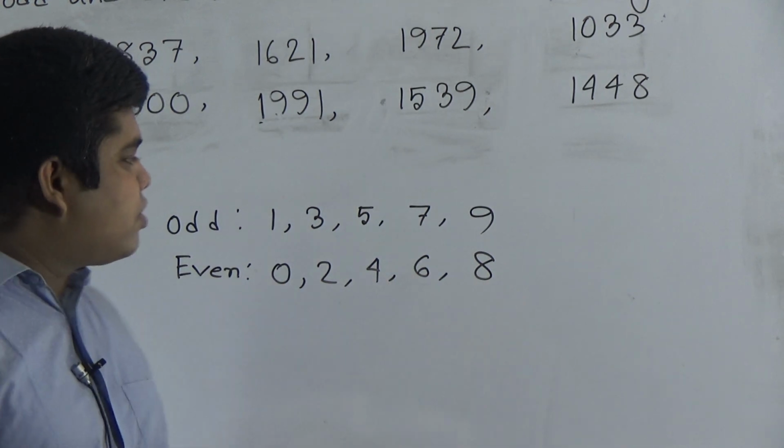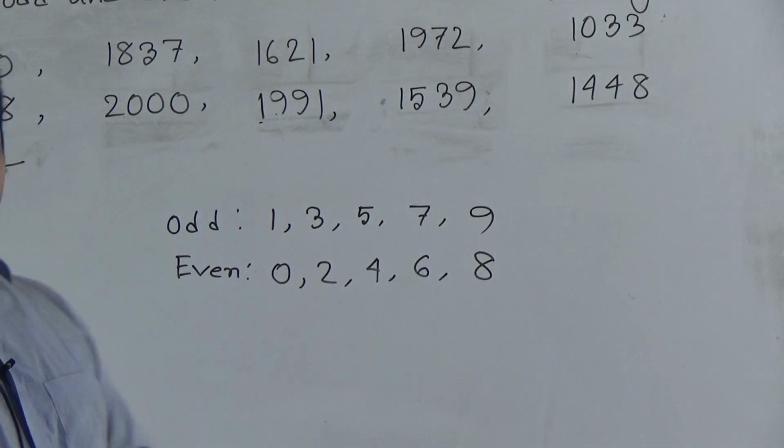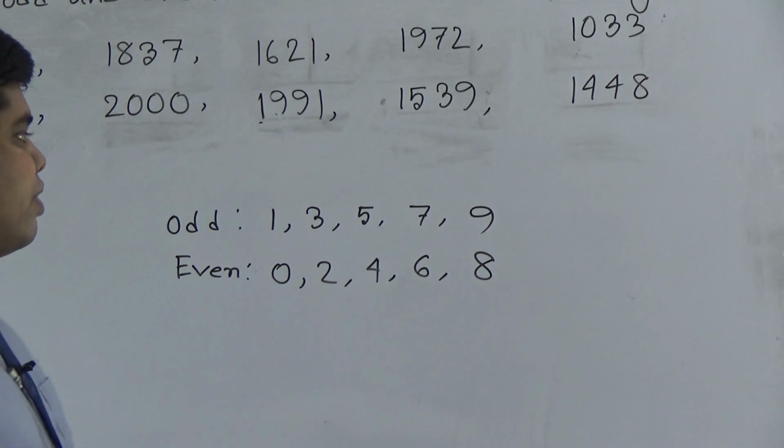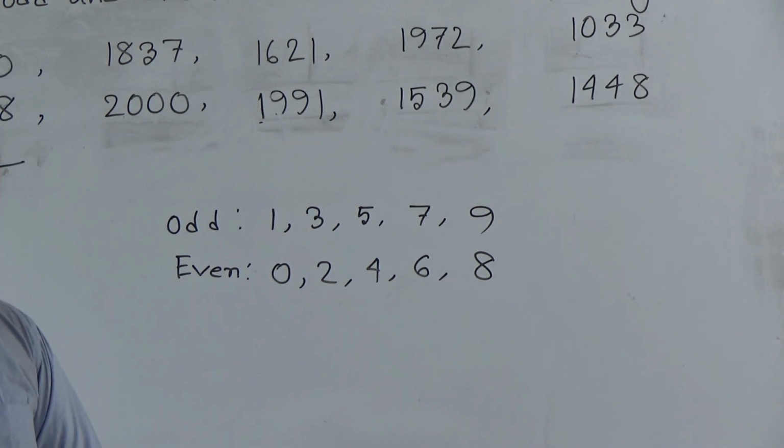So, in order to check if a number is even or odd, we must notice the ones place number. If ones place number is even, then that total number is even. If ones place number is odd, then that total number is odd.